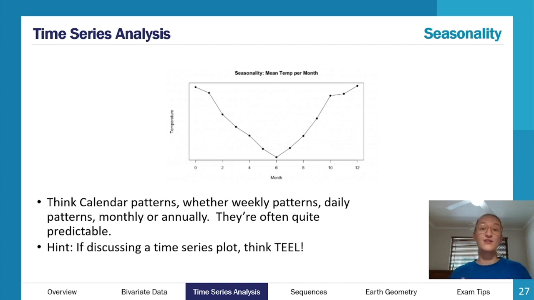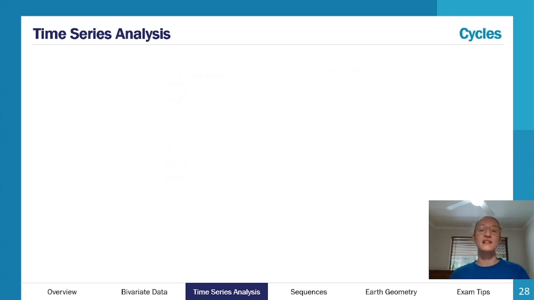So seasonality is all about those patterns that are related to the calendar. Here we're definitely seeing seasonality because we're looking at the mean temperature per month, and we're seeing a pattern that's related to the months or the seasons, which you can describe as a quarterly pattern because the seasons are about the 4 quarters of the year. And seasonality is often quite predictable.